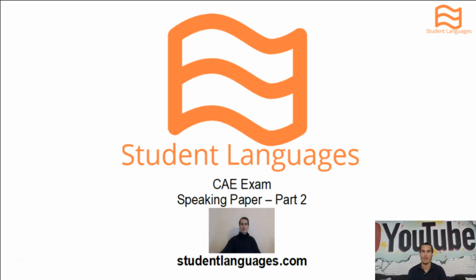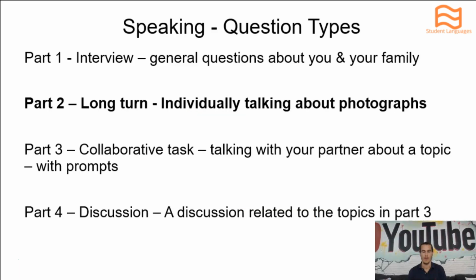Hello everybody. In this video lesson we're going to be focusing on the Cambridge English Advanced CAE Speaking paper, part 2. So let's get started. There are 4 parts in the speaking paper, and we're going to be focusing in this lesson on part 2, which is called Long Turn. And this involves you speaking by yourself about some photographs.